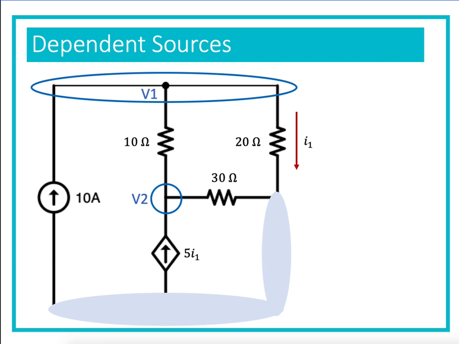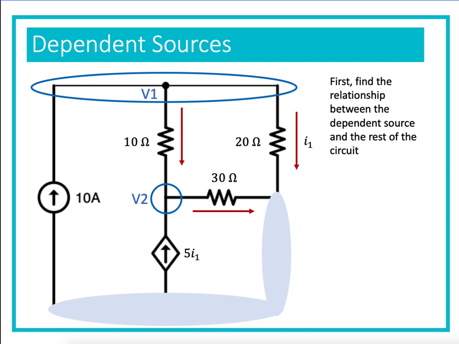So we label V1 and V2, and then we put in current directions just to make it easier for us to remember what we're doing. And then we find the relationship between this dependent source and the rest of the circuit. So we look at I1 and we find a value for I1 using Ohm's law. Ohm's law says that I1 is just the current through the 20 ohm resistor, which would just be V1 divided by 20. So we set that aside for a minute.